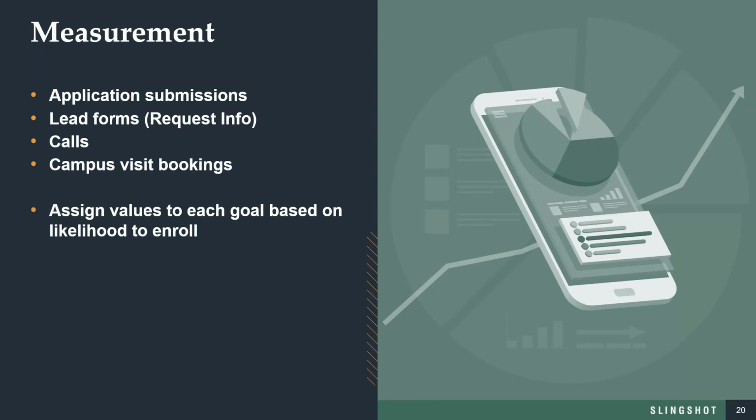Measurement. So I figured these are the most typical things for you guys that I've seen. You're tracking your application submissions, your lead forms, calls, people booking a campus visit. The key thing for these is to assign a value to each of those goals, based on what you know is more likely to turn into an enrollment.